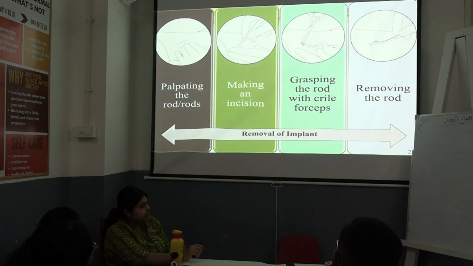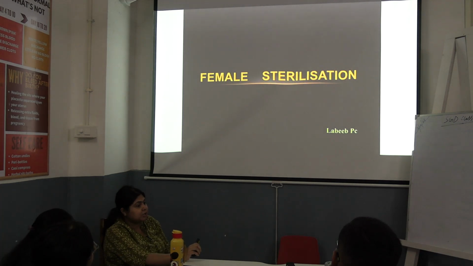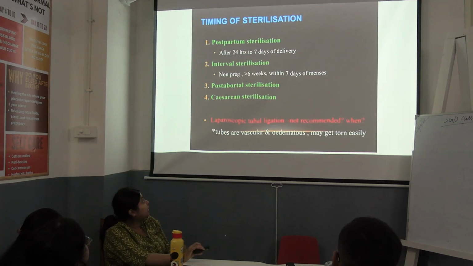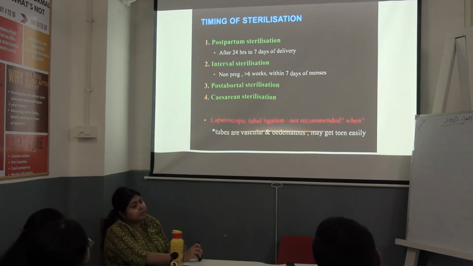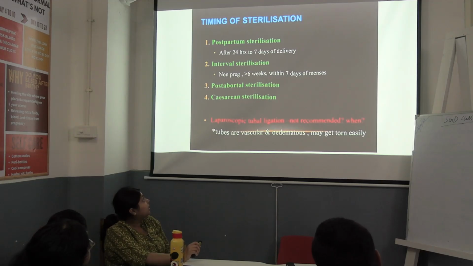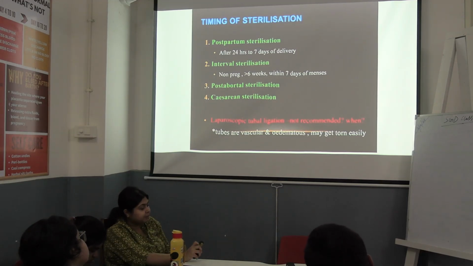Now coming to the permanent methods of contraception. What are the permanent methods of contraception? First comes female sterilization. What are the timings for female sterilization? That is within 24 hours to 7 days of the delivery.